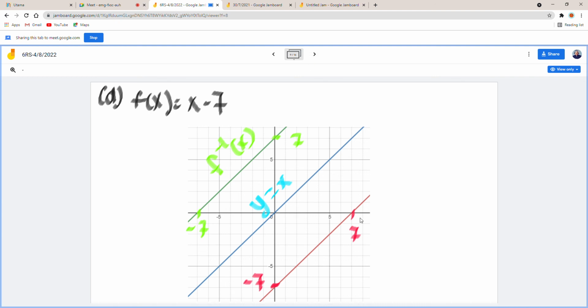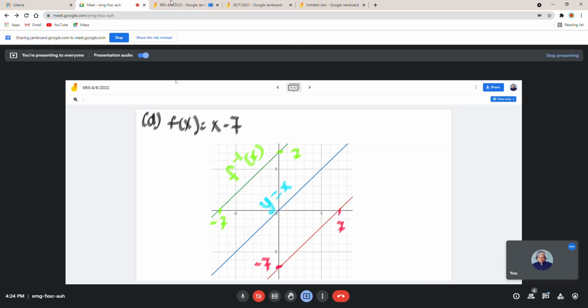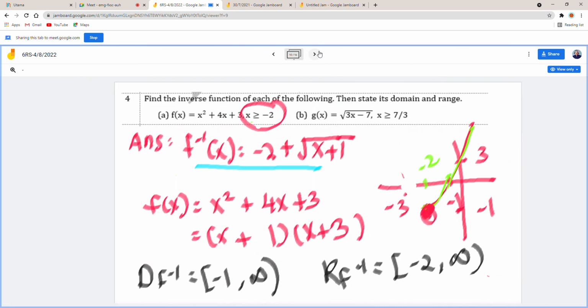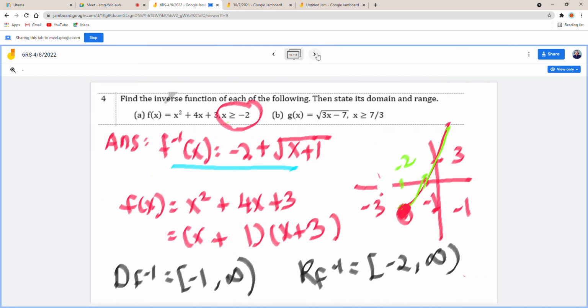Okay, this one is what I showed you just now. This one is easy. Reflection. Okay, this one you understand, right? I understand. Okay. Now I go for 4A. 4A is the same as what we did earlier.